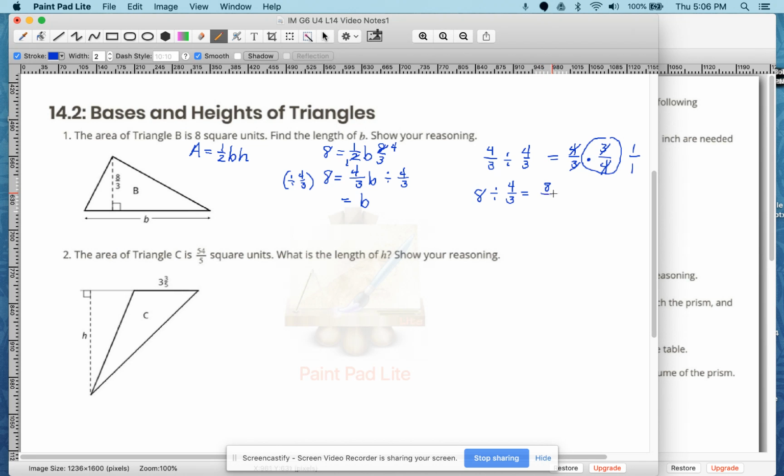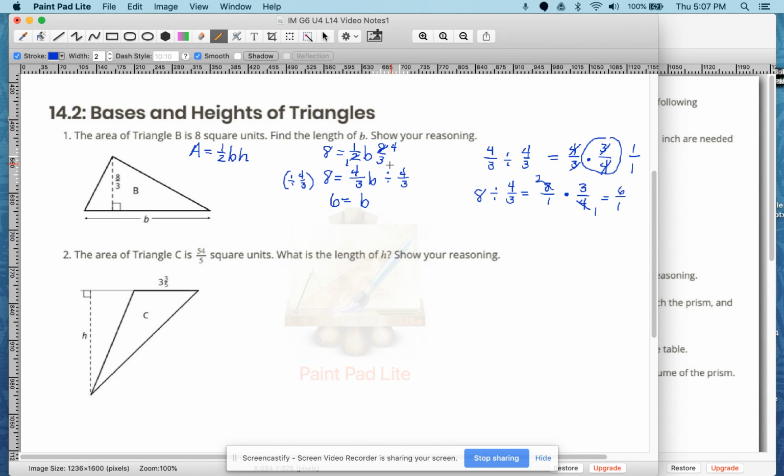So I can do 8 over 1, keep, change the division sign to a multiplication sign, and flip. So we're multiplying by the reciprocal, and doing this, 4 goes into itself once, and 4 goes into 8 twice. So we get 2 times 3 is 6, and 1 times 1 is 1. So really we get 6 over 1, or 6 equals the base.